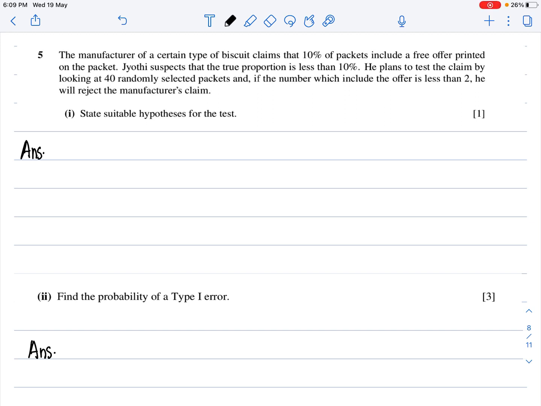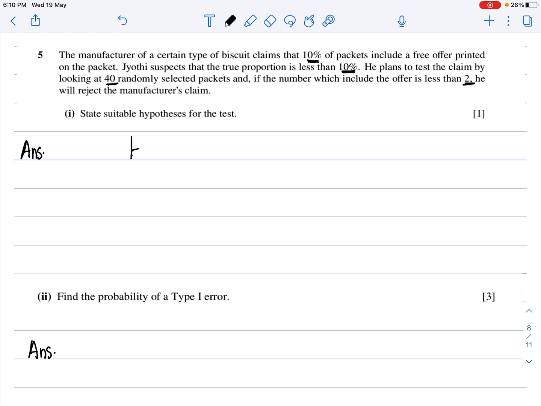This is the fifth question of the paper. As you can see, a manufacturer claims that 10% of the packets include a free offer printed. So Jyoti suspects that the true proportion is less than 10%. He plans to test it by taking 40 randomly chosen packets, and he says that if the number with the offer is less than 2, he will reject the claim. Now state a suitable hypothesis for the test.